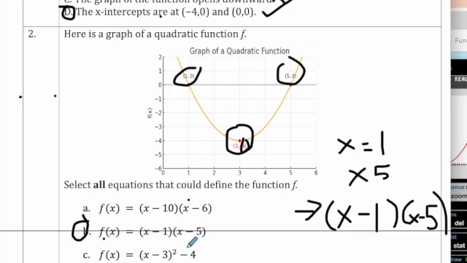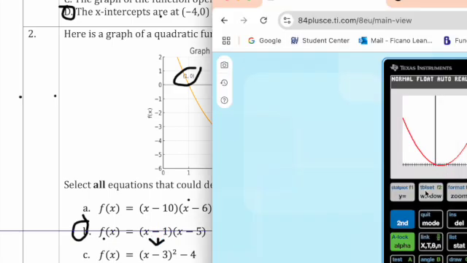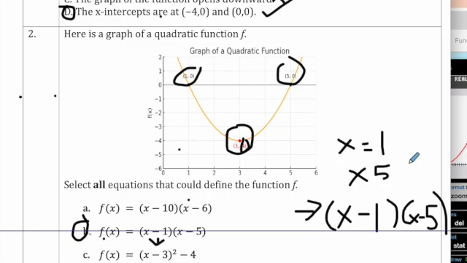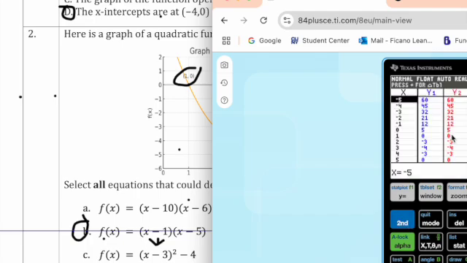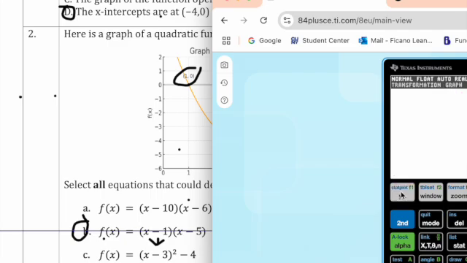Okay, and I also know that this graph moved over 3 spots, right? It moved to the right 3 spots. And if you're not sure, again, you can use your graph and see that it's equivalent. And you could also use the table, and you see that your y values are equal for the same x values. Okay, so let's try another one.